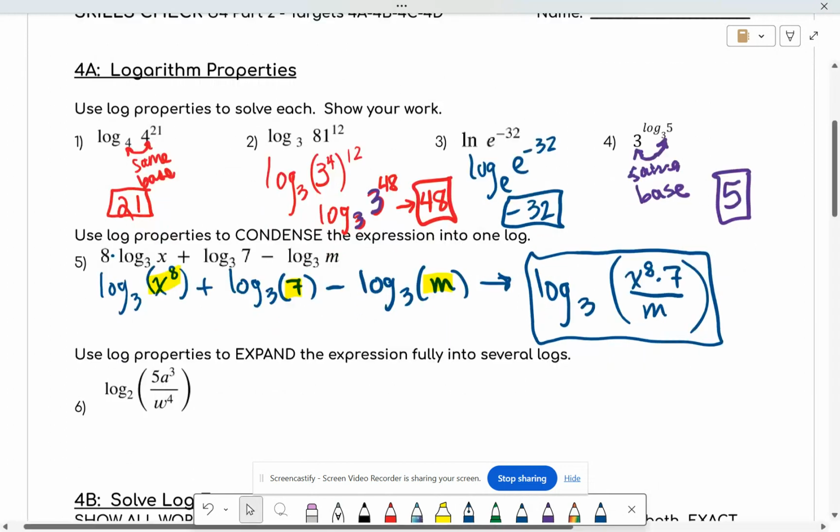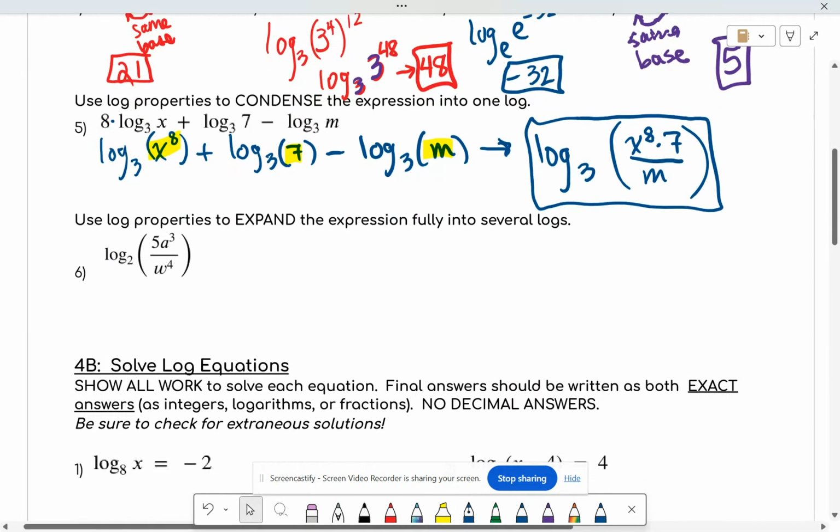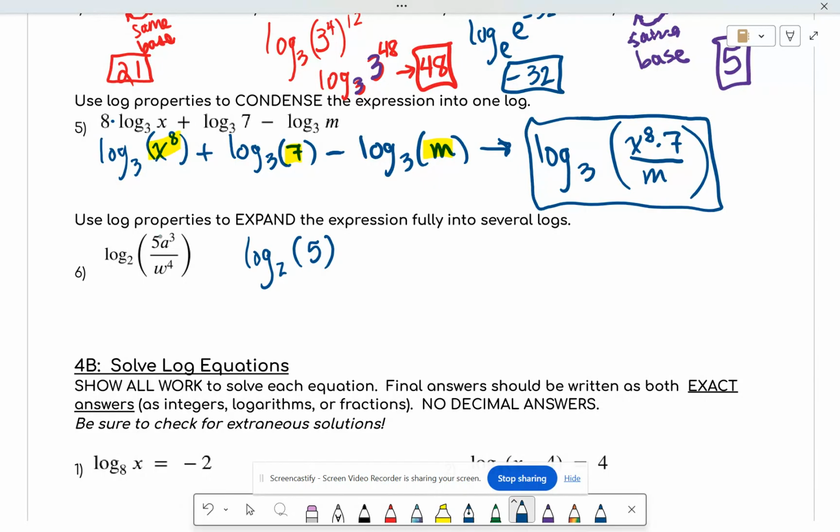Expanding is going to be very similar to condensing, but just going backwards. So I have log base 2 of 5, and then since the 5 is being multiplied, I will add log base 2 of a to the 3rd. And then because the w to the 4th is being divided, that means I'm going to subtract log base 2 of w to the 4th.